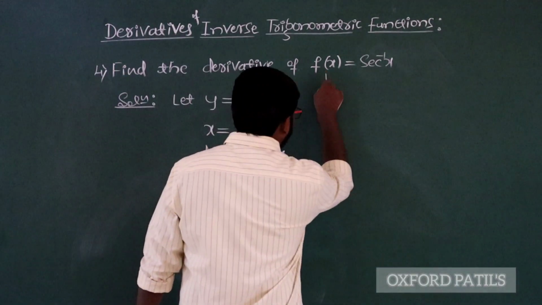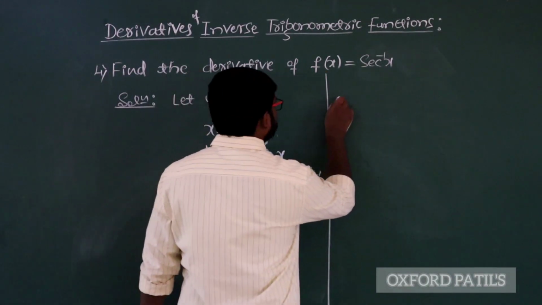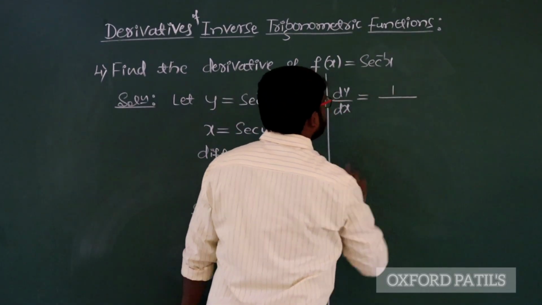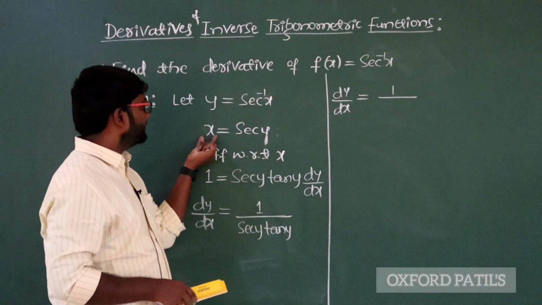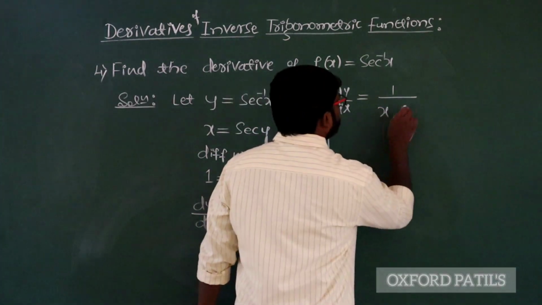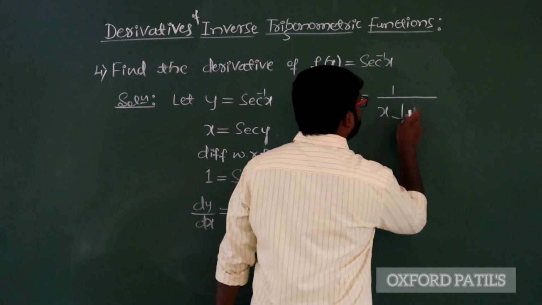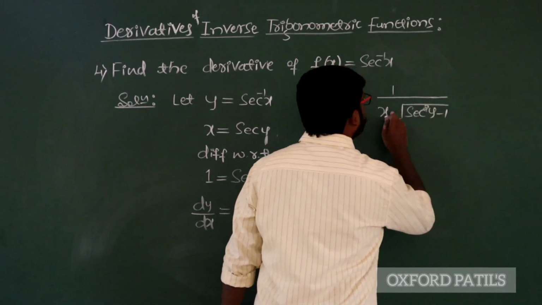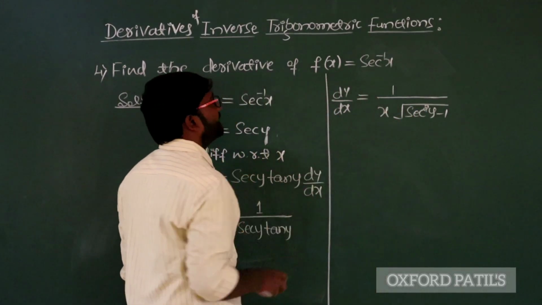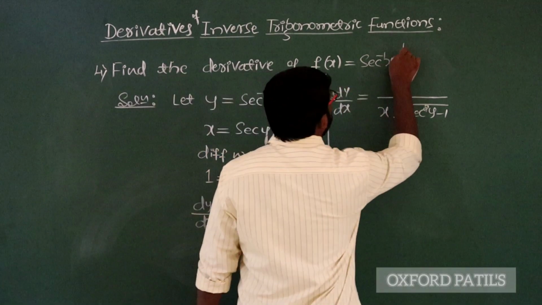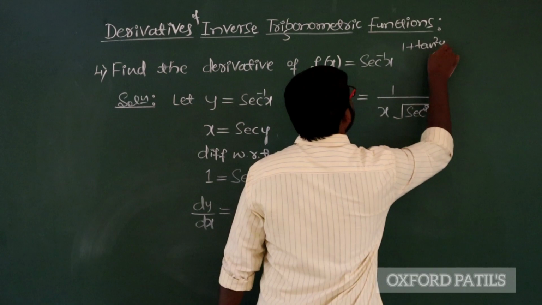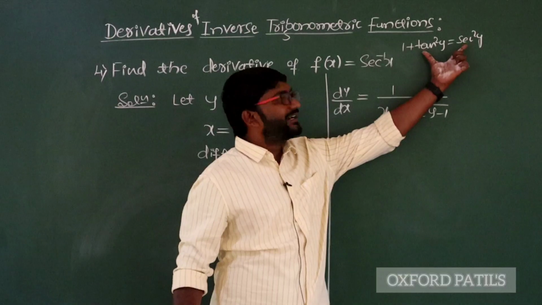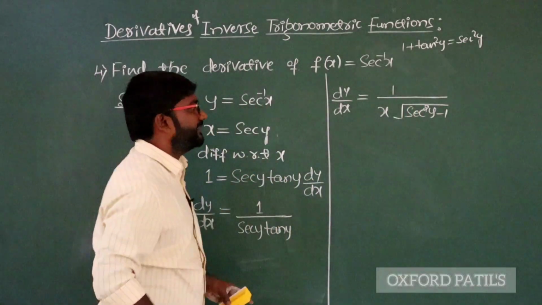In the next step, it can be written as dy by dx equals 1 divided by secant y. What is secant y? It is x. Then, how do you write tan y now? Square root of secant square y minus 1, from the standard identity. From the standard identity, 1 plus tan square y equals secant square y. From this, tan y becomes the square root of secant square y minus 1.